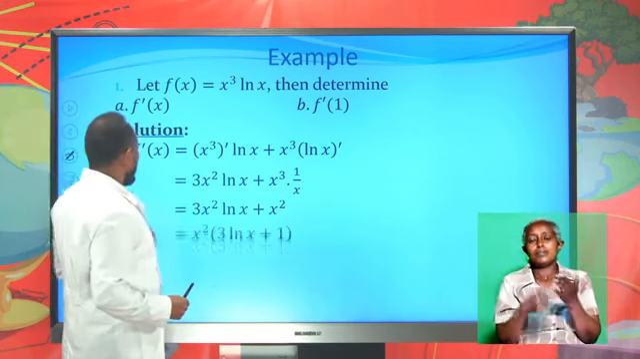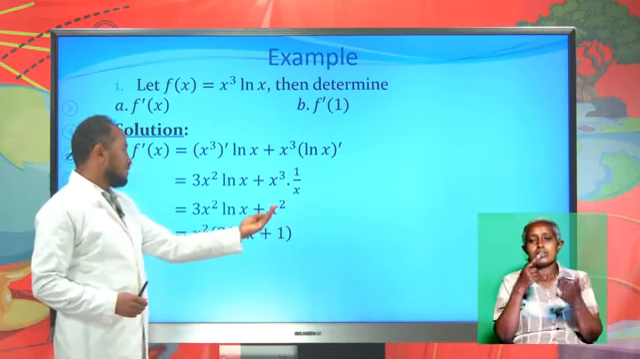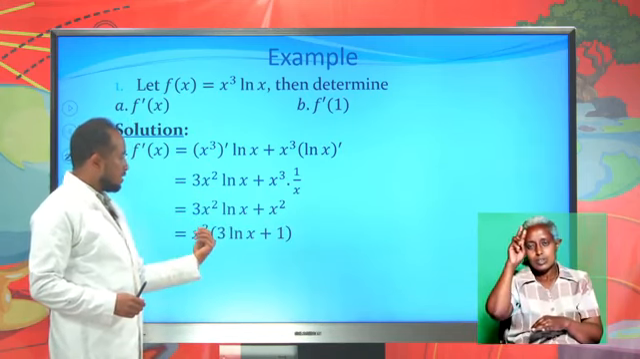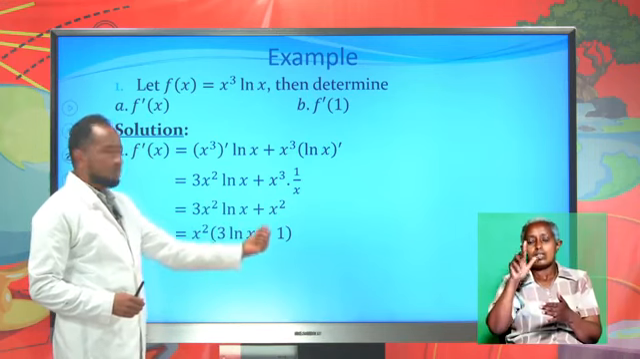So the derivative of f of x, or you can factor x squared here. Factoring x squared, you will have 3 ln x plus 1.